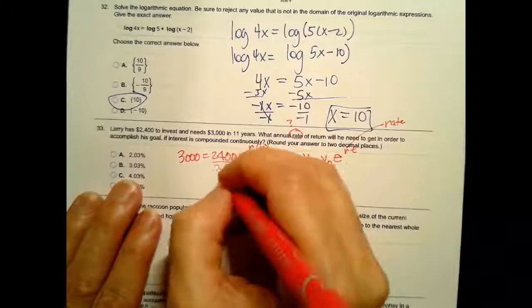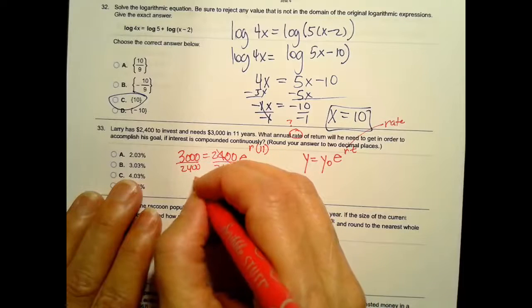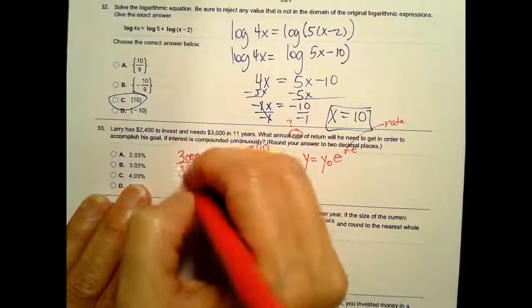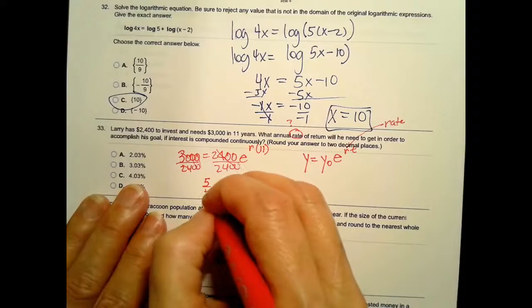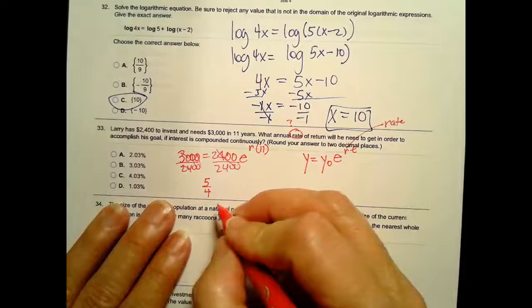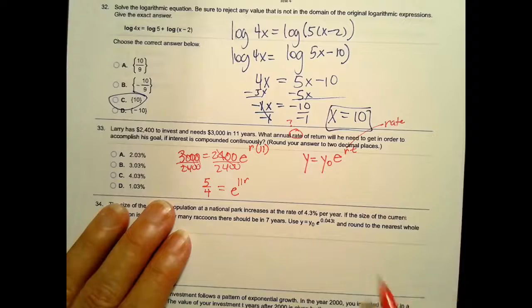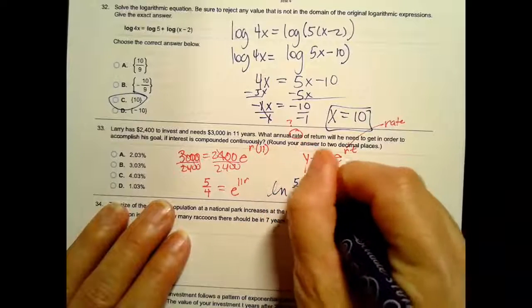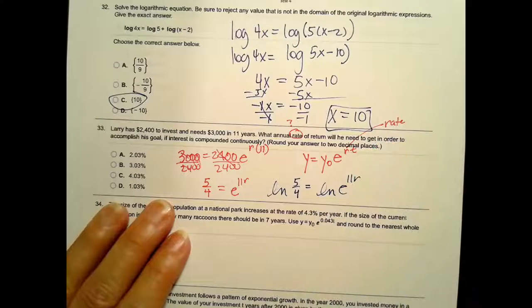So I'm going to divide both sides by 2,400. So that gives me 30 over 24, because those zeros cancel out. But I can simplify 30 over 24. 30 over 24 is 5 over 4. Okay? So I get 5 over 4 is equal to e to the 11r. So now I can take the natural log of both sides. So the natural log of 5 over 4 equals the natural log of e to the 11r.